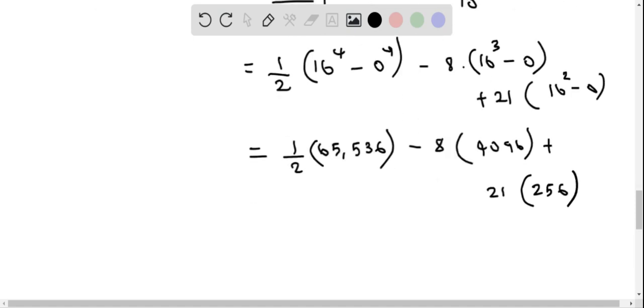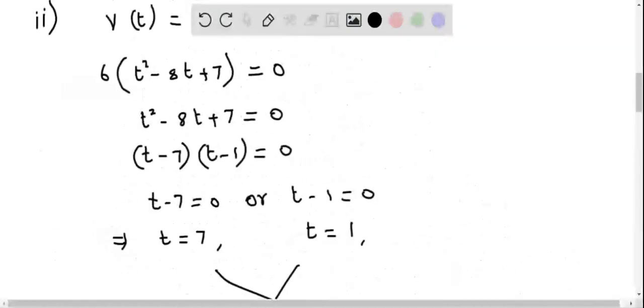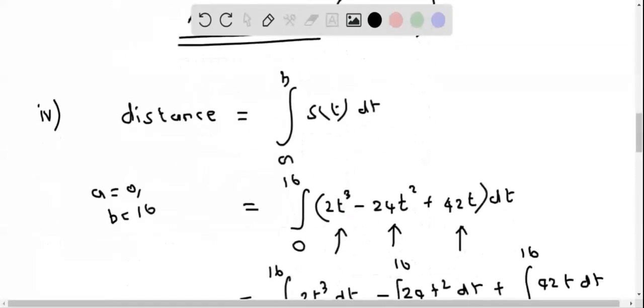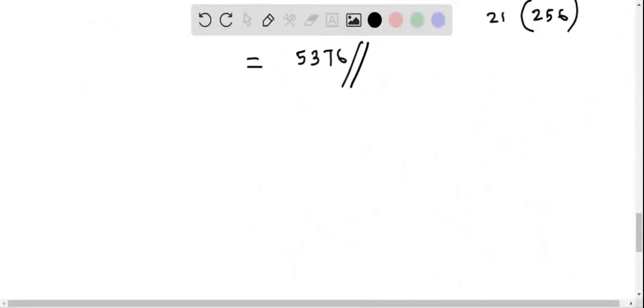Now we just have to simplify this. After simplification, we'll be getting 5376. So this is the distance of the particle between time 0 and 16. And this distance is in feet.